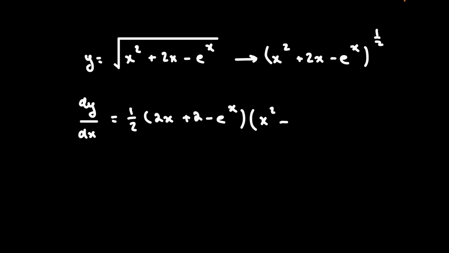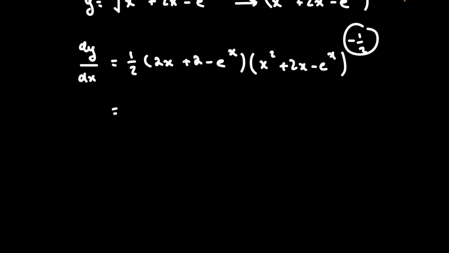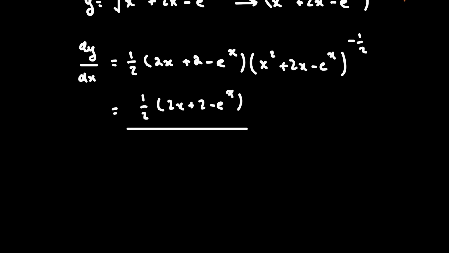And then we can times by the original function, just raised to the power of a half minus 1, which in this case would simply be minus a half. And we could simplify this if you wanted by making this a negative power. I keep saying rationalizing for some reason today. And then 2x plus 2 take e to the x all over the square root of x squared plus 2x take e to the x.